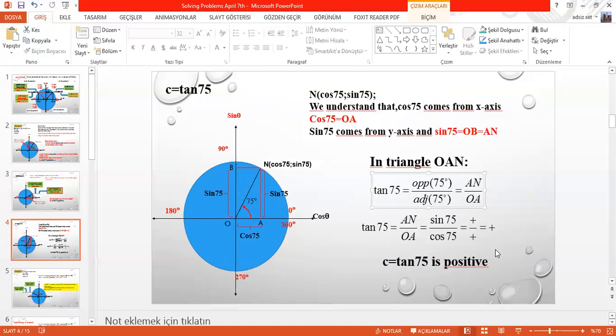From this solution, we prove that the tangent value is always the ratio of sine and cosine values. It means tangent is equal to sine over cosine, always.